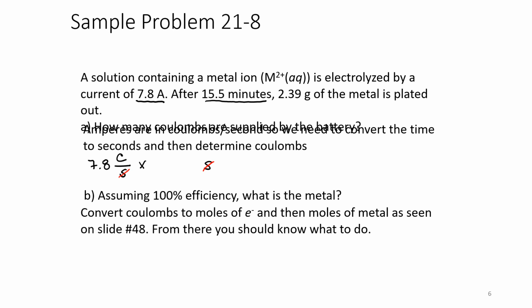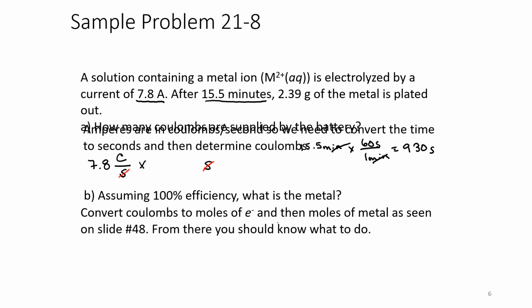But we have our time as 15.5 minutes. We need to convert that into seconds. So we know that there happens to be 60 seconds per minute. So we find that 60 times our 15.5 is 930 seconds.